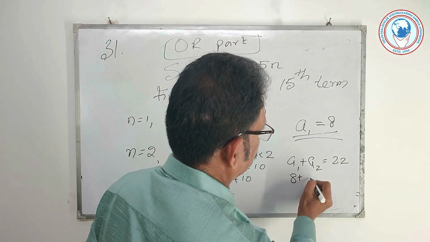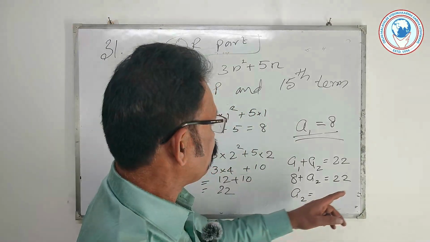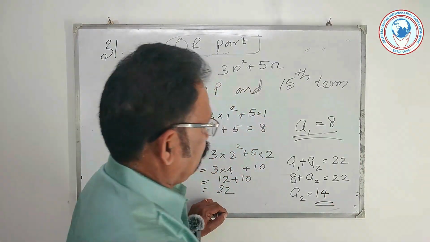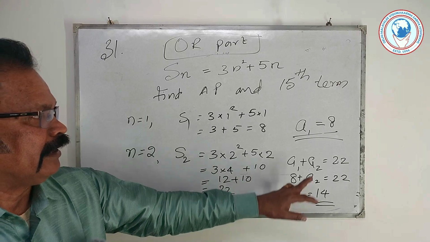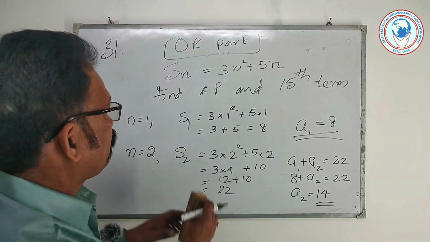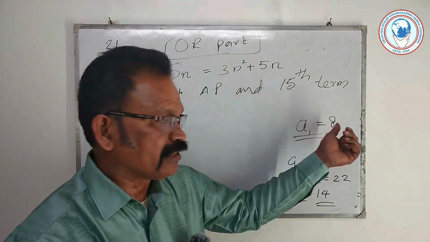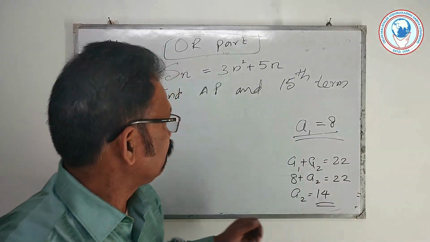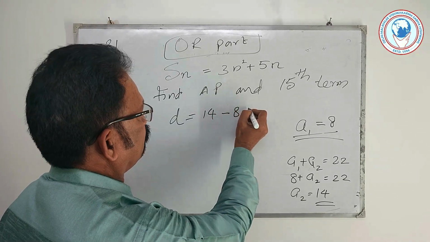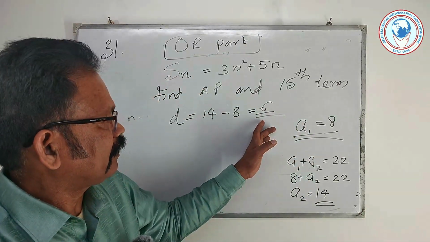Therefore, a2 is equal to 22 minus 8. a2 is equal to 14. a1 is equal to 8, a2 is equal to 14. First term is 8, second term is 14. Therefore, common difference d is equal to 14 minus 8. 6 is the common difference.